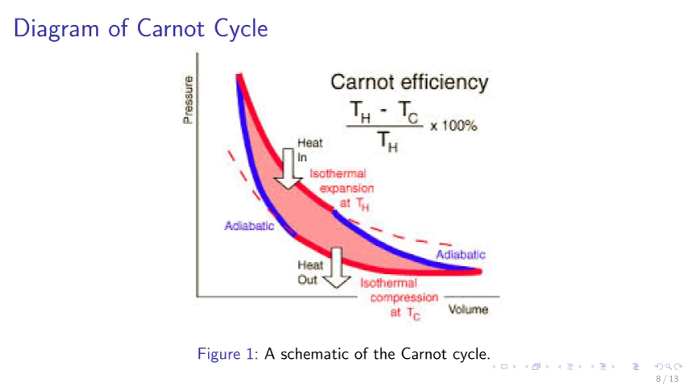We may look at a diagram of the Carnot cycle. We have an isothermal expansion, an adiabatic expansion, isothermal compression at TC, and adiabatic compression. And this forms a cycle known as the Carnot cycle. And the Carnot efficiency is TH minus TC over TH. If you want to express it as a percentage, you multiply by 100.